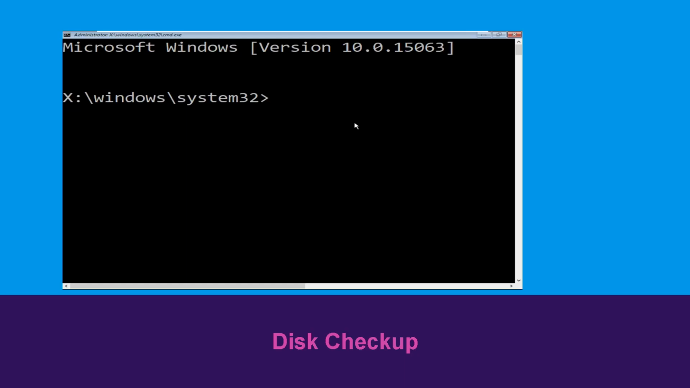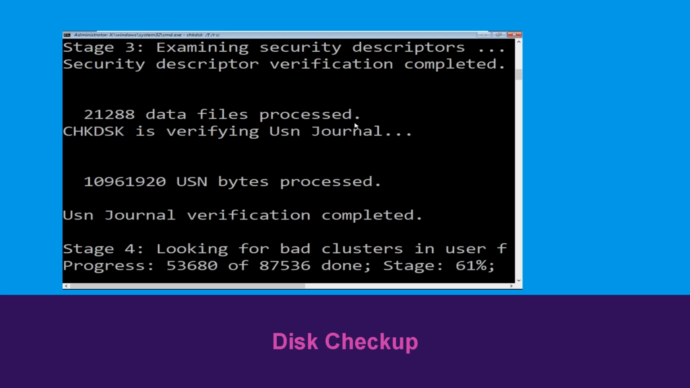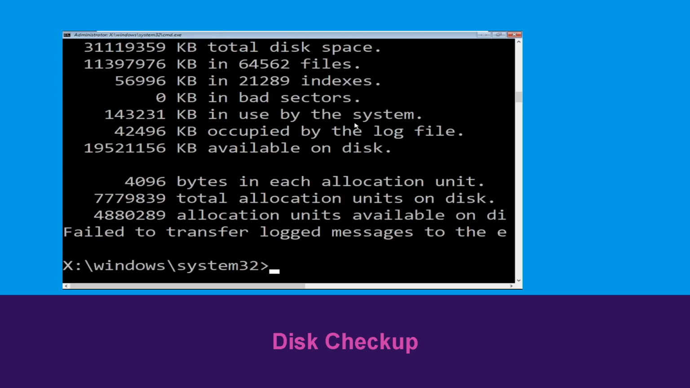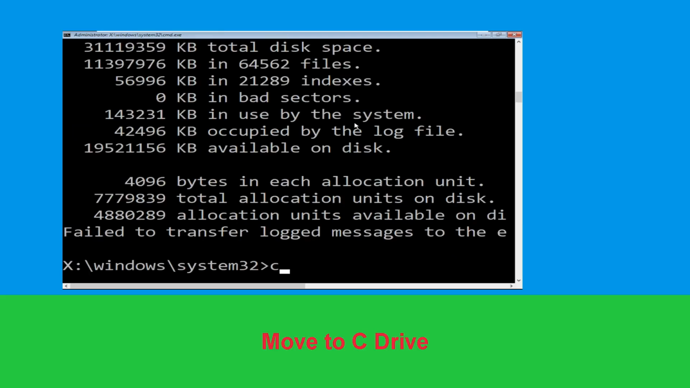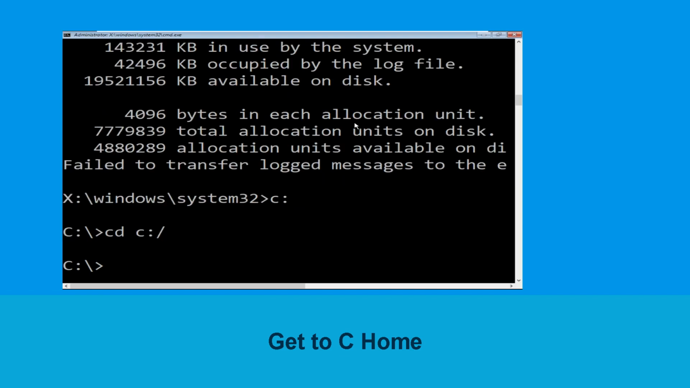Now execute this command carefully. Type chkdsk /f /r c: and hit enter to execute this command. Now we need to type this command c: and simply press enter. Then type cd space c: and hit enter.